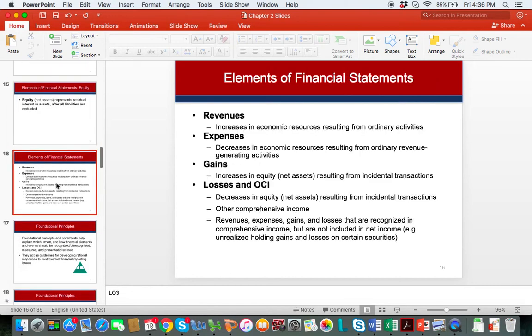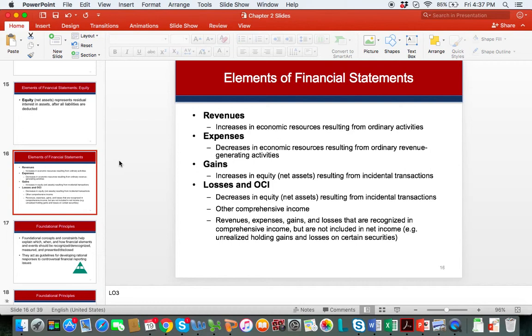So revenues increase economic resources resulting from ordinary activities, whereas expenses decrease economic resources. Economic resources such as cash: the more revenue you earn, the more cash you have in the business, but the more you spend, the more cash that leaves the business. So gains increase equity, the net assets that we mentioned on the previous page, and losses decrease equity. And then you can have other comprehensive income.